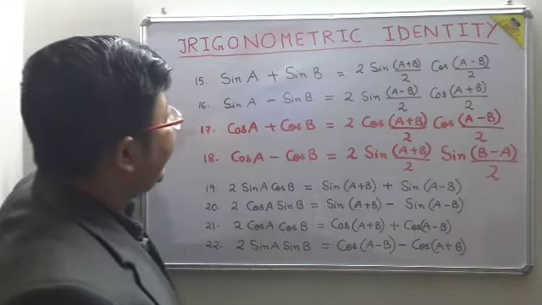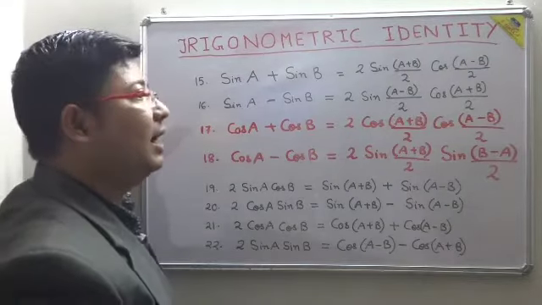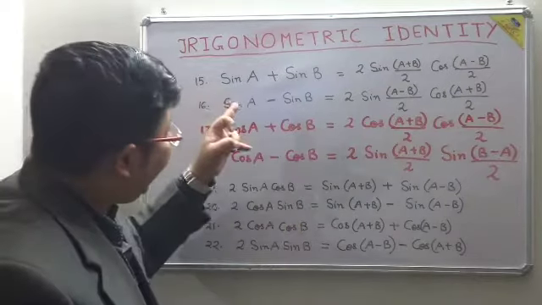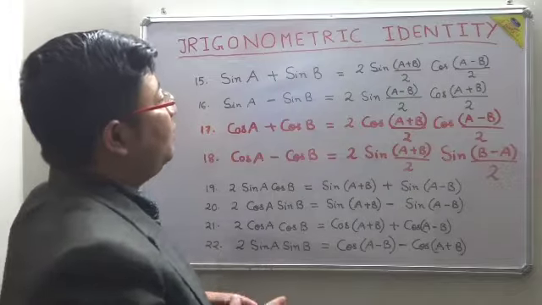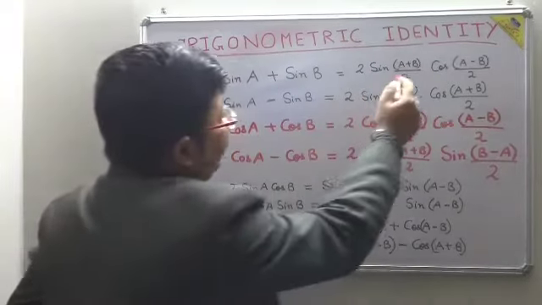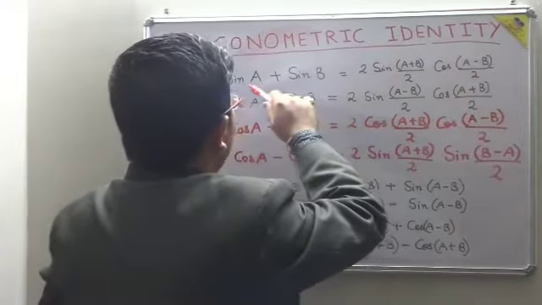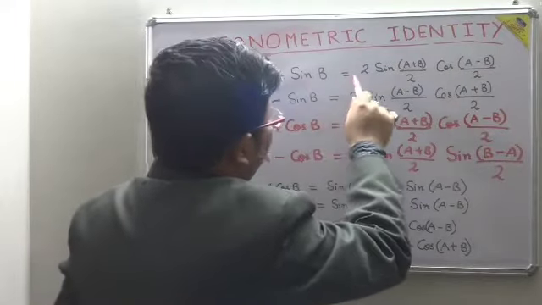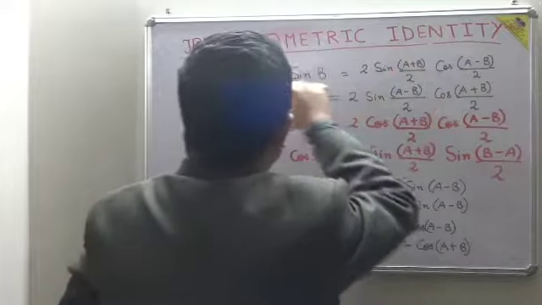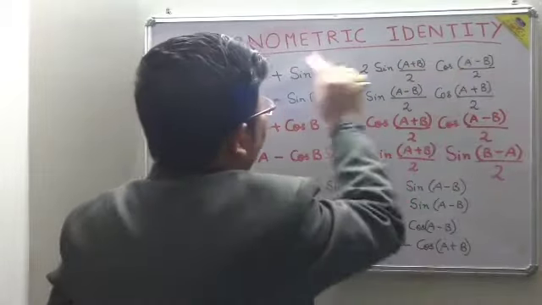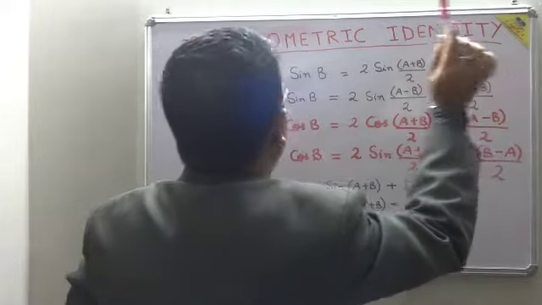That is sin A plus sin B. Earlier we have studied sin(A plus B). Now we will go for sin A plus sin B. So what will be the formula? 2 sin((A plus B) divided by 2) cos((A minus B) divided by 2). For sin you write plus here and for cos you write minus here.